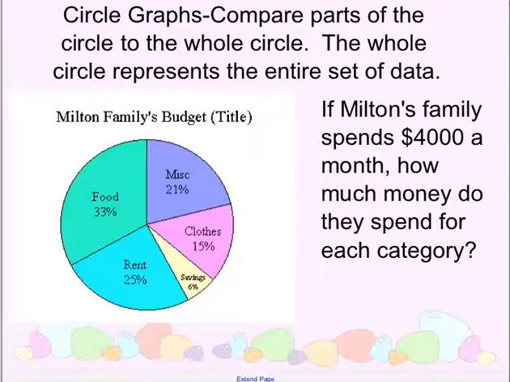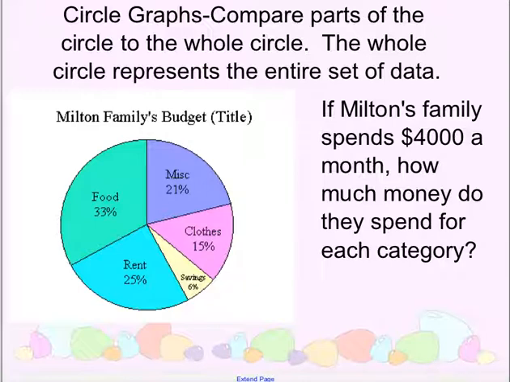Lastly, our last statistical graph is a circle graph. They compare parts of the circle to the whole circle. The whole circle represents the entire set of data. So if this is the Milton family budget, then we would say, all right, well, if Milton's family spent $4,000 in a month, how much money do they spend for each category? And so we could figure that out. We could do it in many different ways.